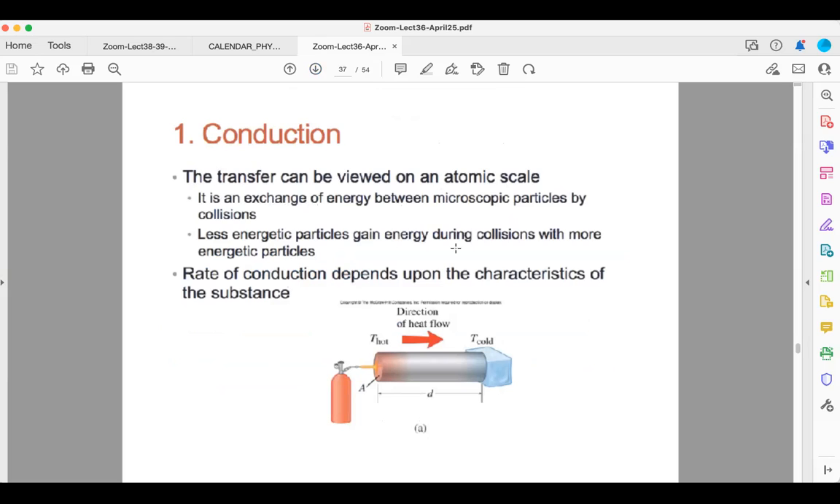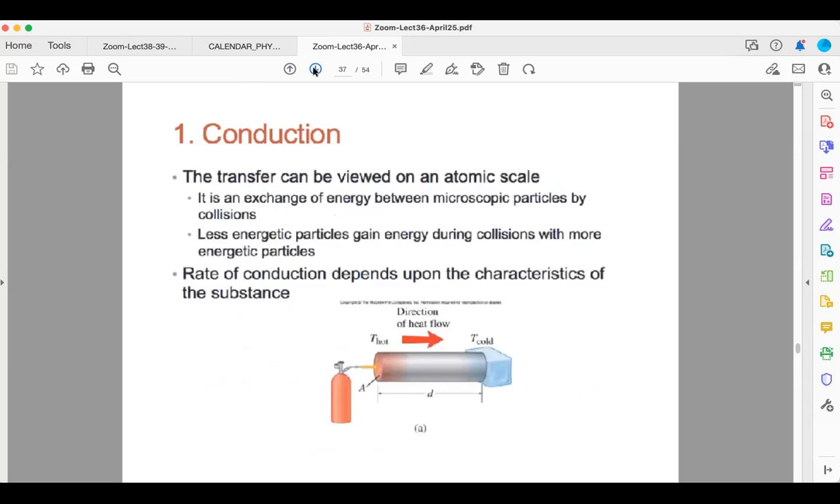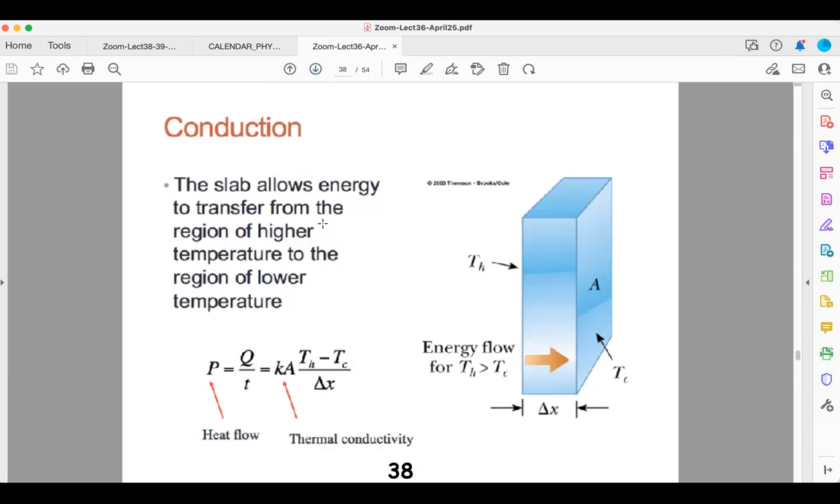Less energetic particles gain energy during the collision with more energetic particles. The rate of conduction depends, of course, upon the characteristics of the substance. Then we have conduction through a slab. The slab allows energy to transfer from the region of higher temperature to the region at lower temperature. Here we have a higher temperature, here we have a lower temperature, and the heat flows.